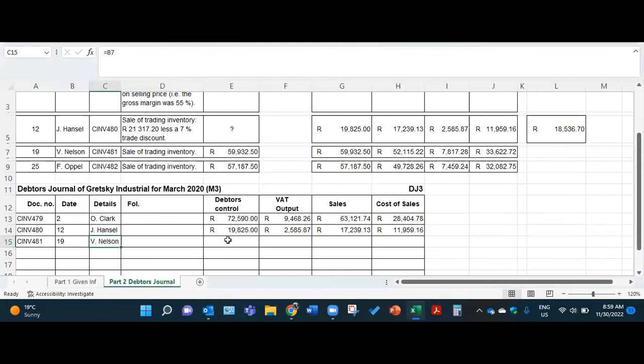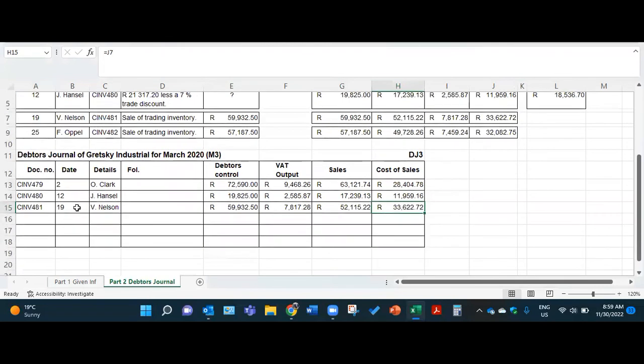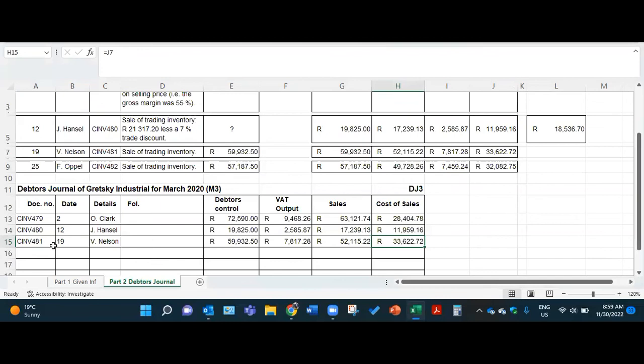Nelson. And as I said to you, those transactions were pretty straightforward. You didn't even need to do the calculations beforehand. You could have just done the calculations and transferred to your debtor's journal directly. But I am just doing that for the sake of neatness, really more than anything else. And now the last one, we record the document number, the date. We know that it is Oppel. We know all these amounts because we've already calculated them, so we can just transfer them to the debtor's journal.